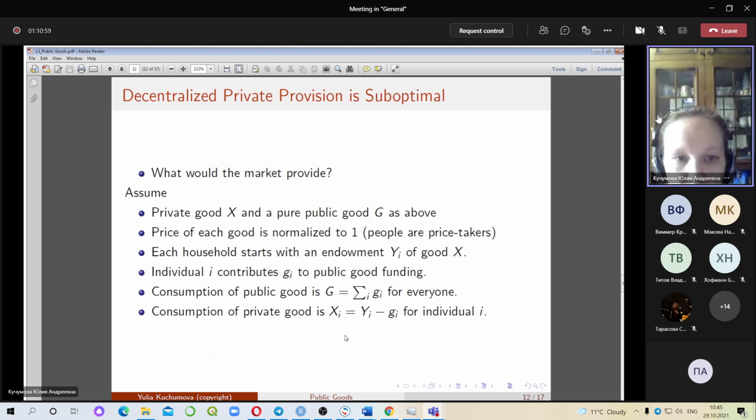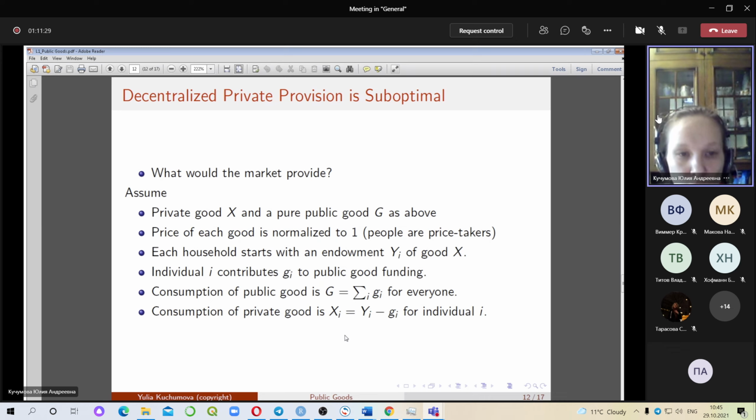Okay, we need to move. We talked about Pareto efficient provision of public good. Now we need to discuss what the market would provide. To do that, we will again assume that good X is private, and good G is a pure public good.